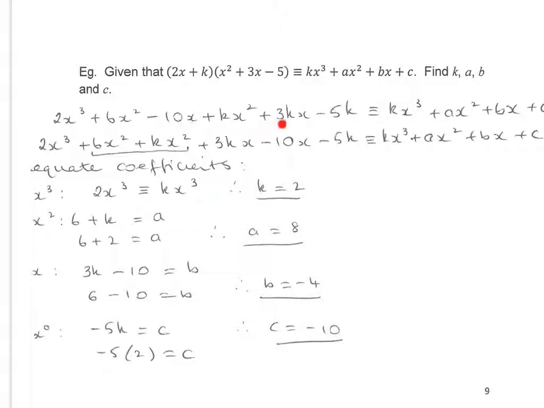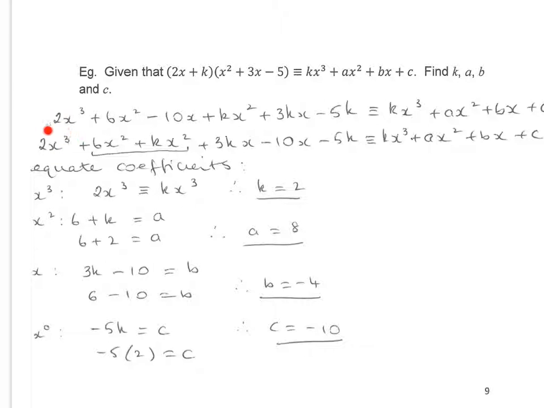And just to do a wee bit of tidying up on the left hand side here, just rearranging and bringing our terms together. So we have a 6x squared and a kx squared. We'll just write those side by side. And we've got a minus 10x and a plus 3kx, again bringing them side by side, and the constant minus 5k. Now, in order to work out the value of these constants then, we're going to equate the coefficients.